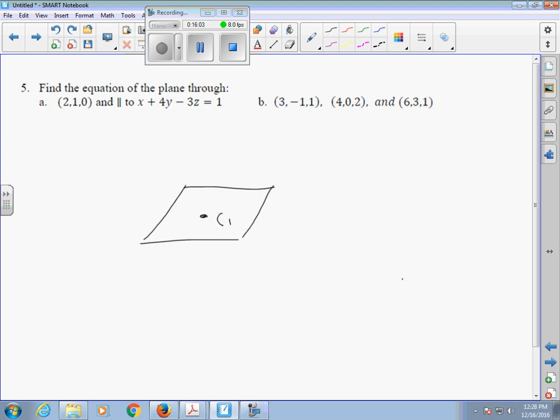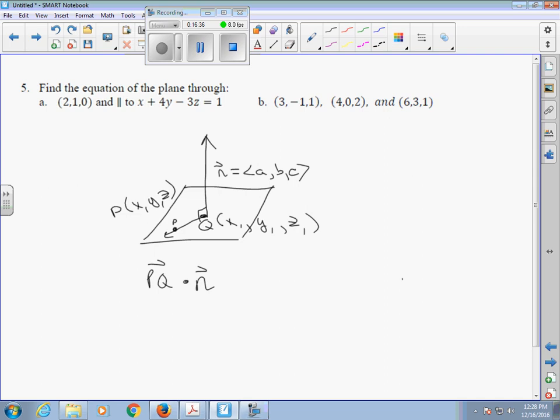We're calling this point Q, which is (x1, y1, z1). And here's a point P out here, and P is (x, y, z) generally. We then have a vector right here, which we're going to call the normal vector, and it's going to have components A, B, C. Now, we see that the vector PQ and the vector N are orthogonal to each other, so their dot product is 0.